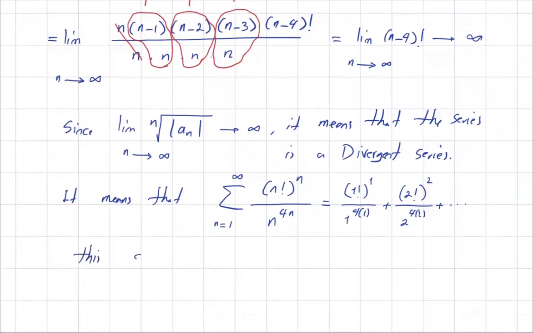This sum does not add up to a finite unique number. It gets larger and larger in size.